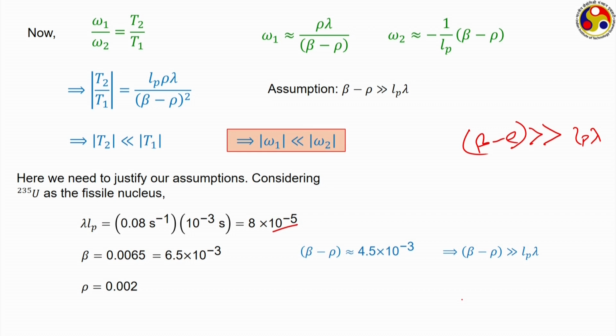And going to the second assumption, now beta minus rho plus LP lambda whole square, if we put the magnitudes of beta, rho and LP lambda into this, comes out to be of the order of 10 to the minus 5. But once we multiply 4 into rho with lambda into LP, that comes out to be of the order of 10 to the minus 7. So, that shows that the second assumption, that beta minus rho plus LP lambda whole square is much larger than 4 LP rho lambda, can be justified from here.